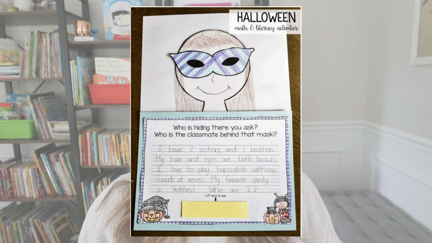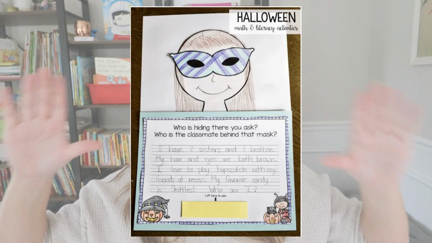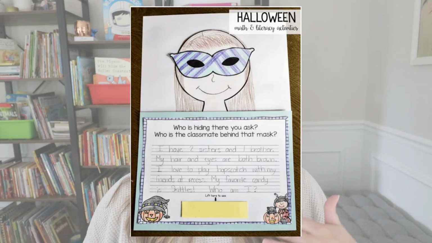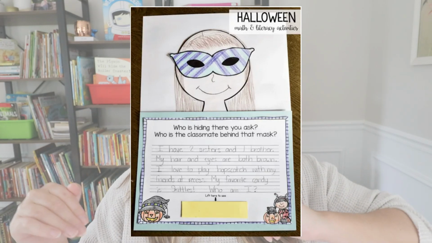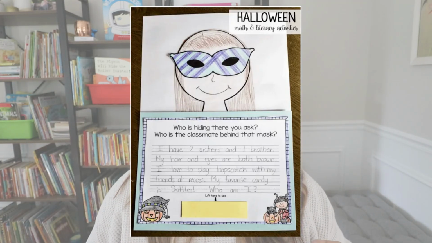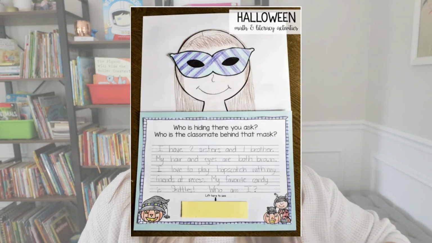Now, I would always have my students do this, and we would put it on a bulletin board outside. So as students, teachers, parents are walking by, they can read the riddle, look at the picture, and try to guess which classmate it is, and then they can lift up the flap to see if they're correct. So there you have activity number 6, which is to do a spooky riddle craft.